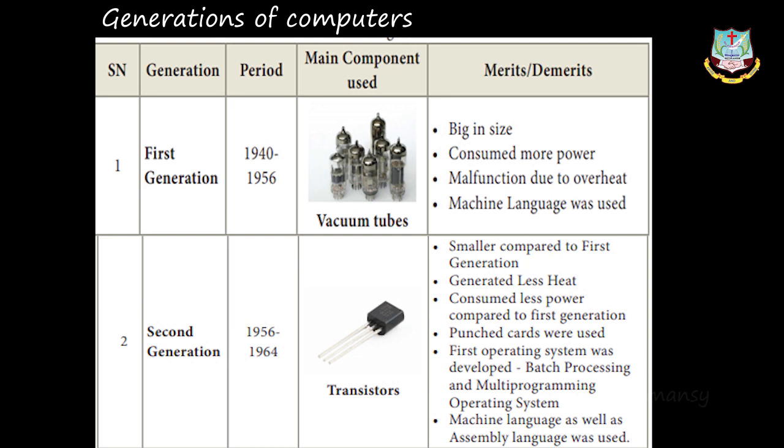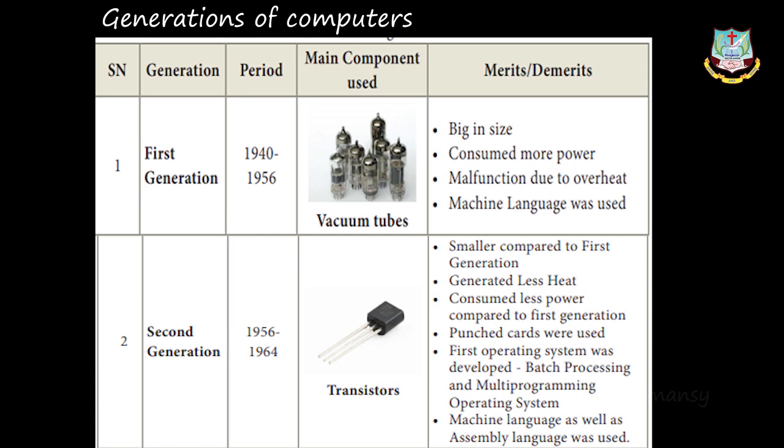Here machine language and also assembly language were used to communicate with the computer, and they took the output, right? So second generation computers means IBM 1401, IBM 1620, UNIVAC 1108. These are all second generation computers.